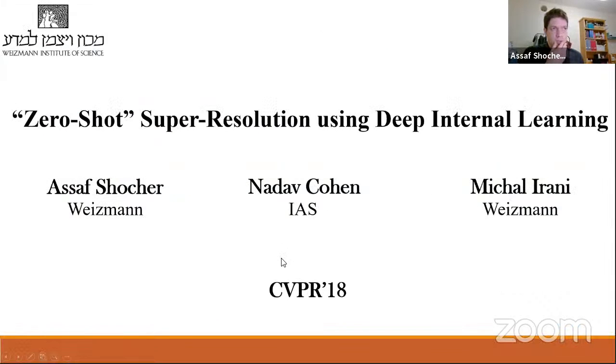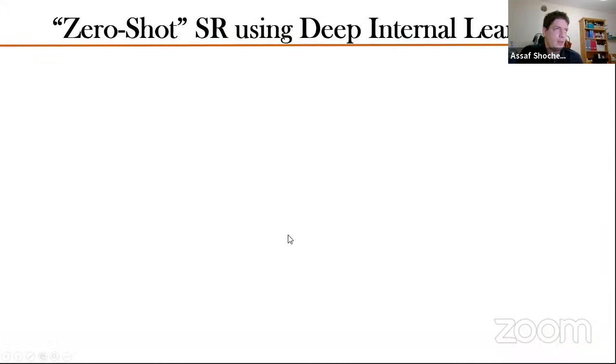The first work in which we demonstrated this approach was for the task of image super resolution, together with Nadav Cohen, who was back then at IAS Princeton and today is an assistant professor at Tel Aviv University, and of course with Michal Irani, my supervisor. So let's say a few quick things about super resolution, and we'll get back later to say a few other things.